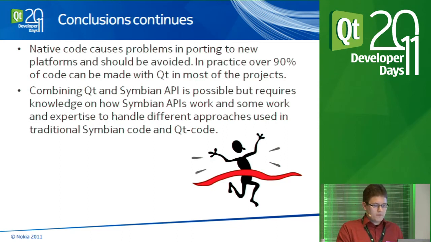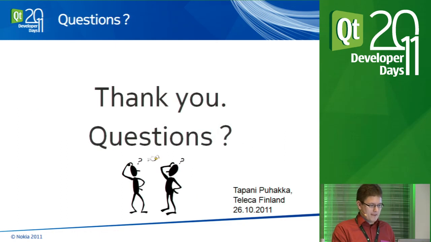And as a final thing, I would say that over 90% of the code can be made with Qt, but sometimes you need to use the Symbian APIs and merge them together with the Qt code. And this requires some knowledge of how the Symbian APIs work and how Qt works and how to do this correctly. All right. Thank you for listening to me, and if you have some questions, you can raise them now.